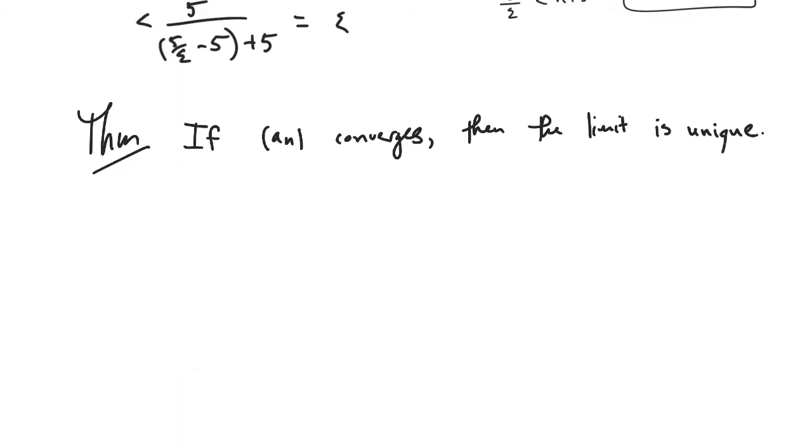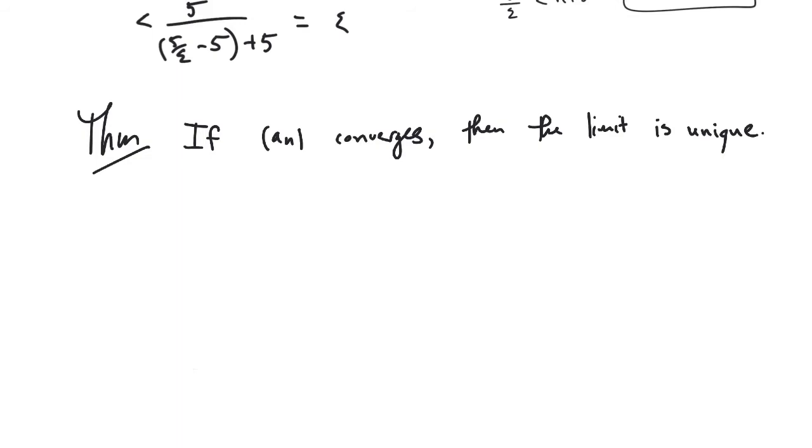That is, a sequence can only go to one limit. It's not possible to have a sequence which approaches two different things at the same time. If you feel like a sequence is approaching two different things at the same time, that means it doesn't converge, right? Converge means it only approaches one thing. So if the sequence converges, then the limit is unique.